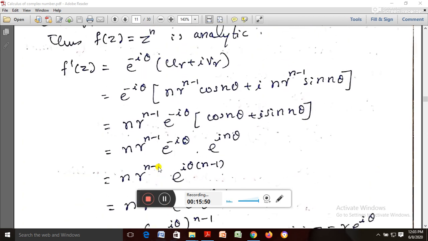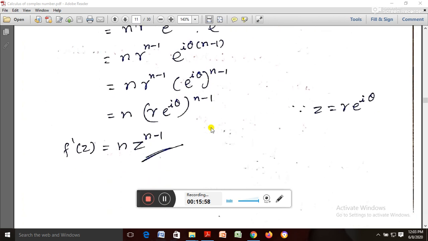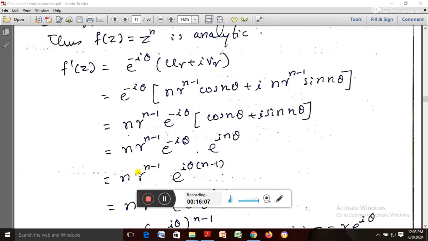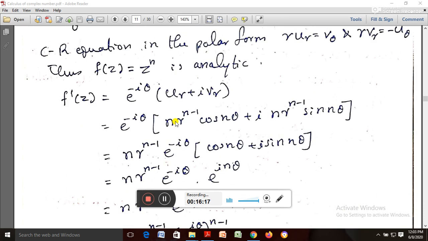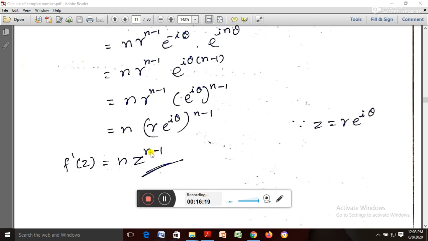So in f dash of z, we put the values of u_r and v_r, simplify, and express it in terms of z. So this is f dash of z is equal to n into z raised to n minus 1. To check whether it is correct or not, differentiate the given function with respect to z, that is f of z is equal to z raised to n. If you differentiate with respect to z, f dash of z is equal to n into z raised to n minus 1. So it is n into z raised to n minus 1.